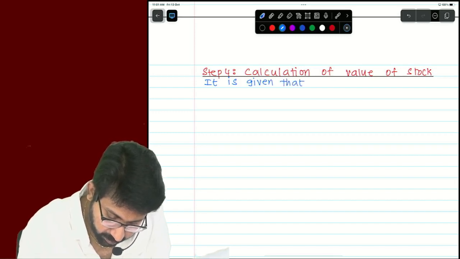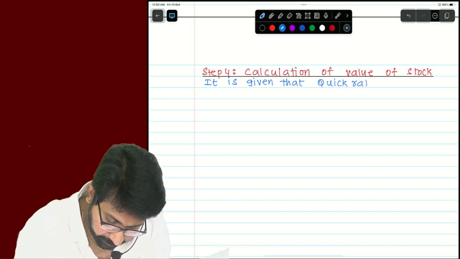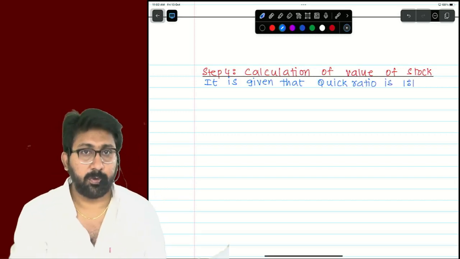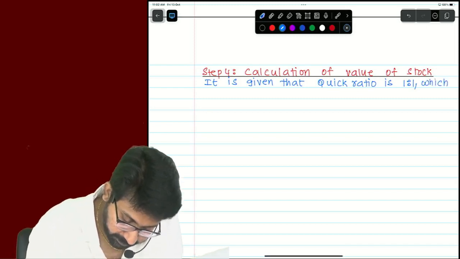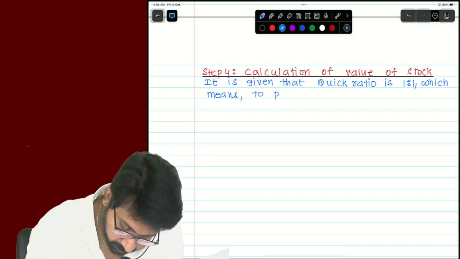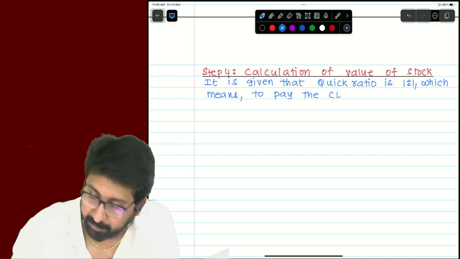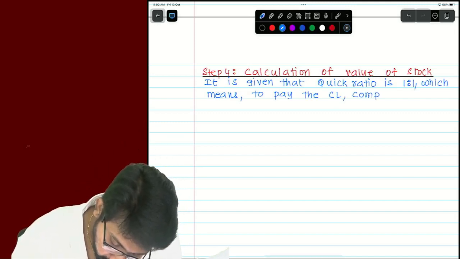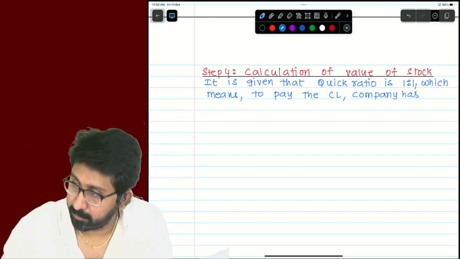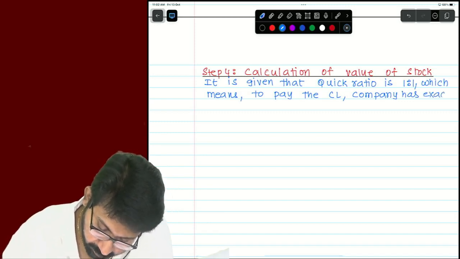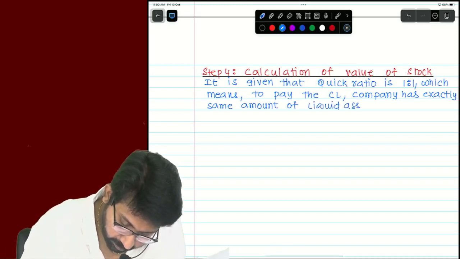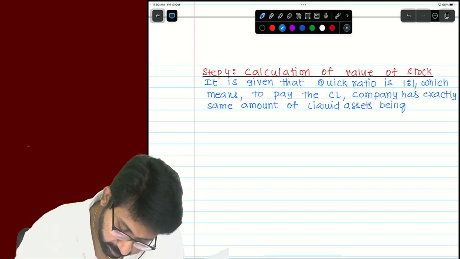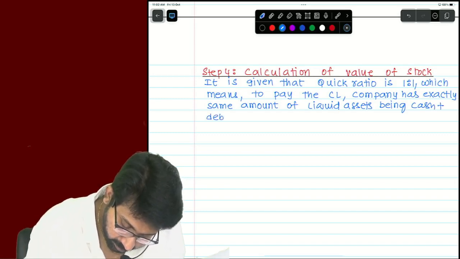It is given that quick ratio is 1:1. Which means to pay the current liabilities, company has exactly same amount of liquid assets being cash and debtors.